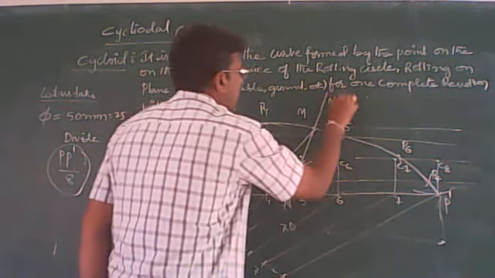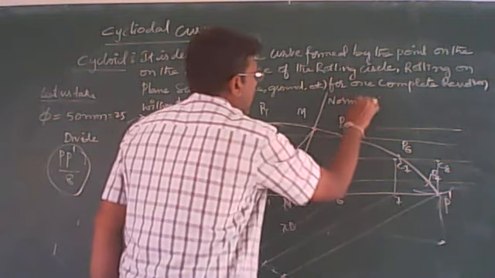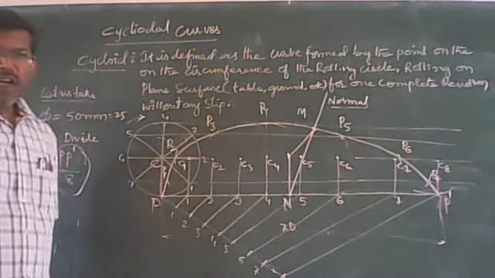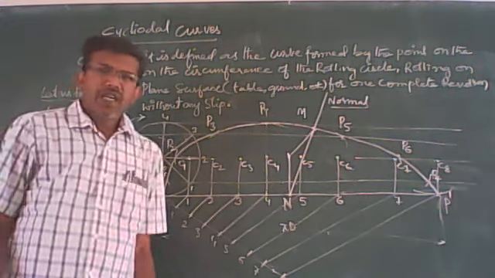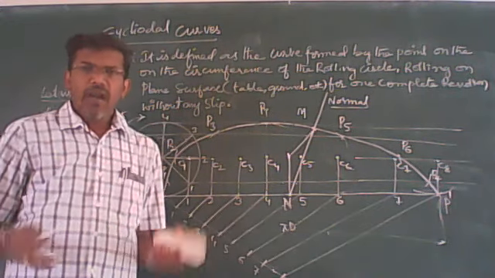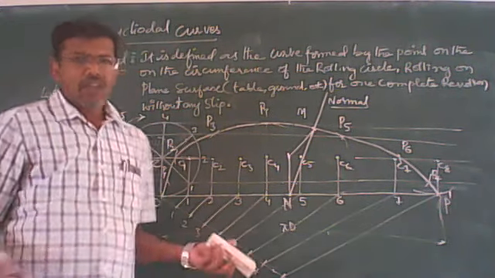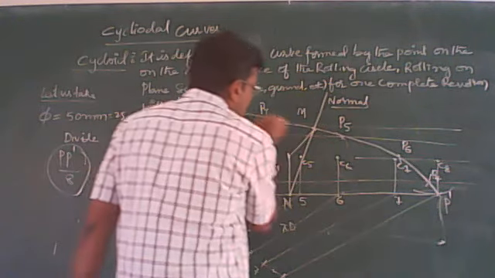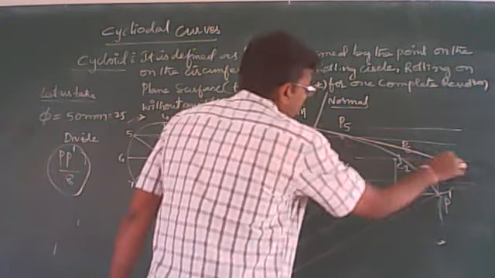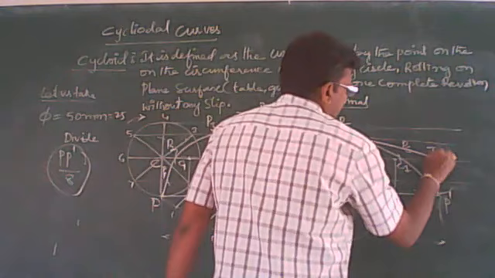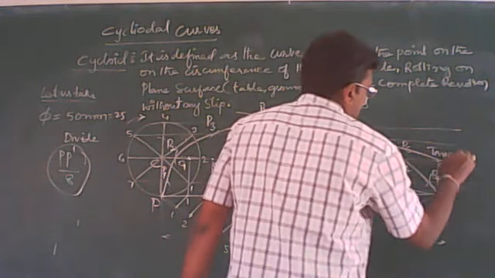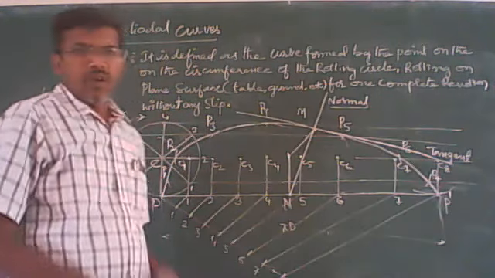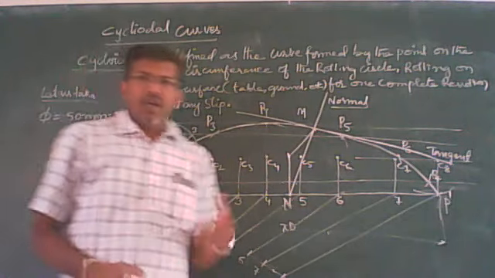This is the normal. And you know, tangent is perpendicular to the normal and normal is perpendicular to the tangent. So draw a perpendicular line to the normal, passing through the curve, which is nothing but the tangent. So this is how to draw the normal and tangent.